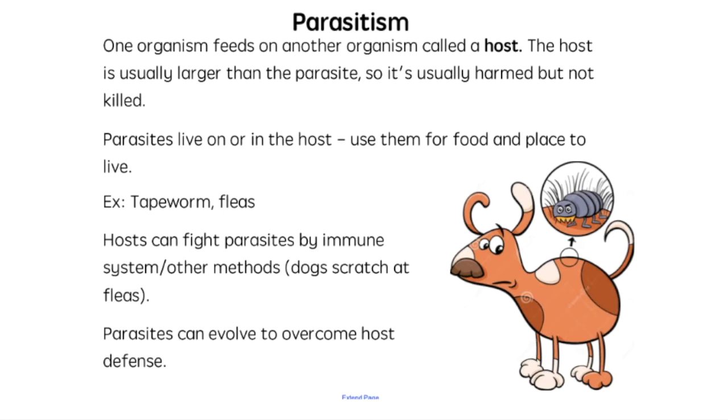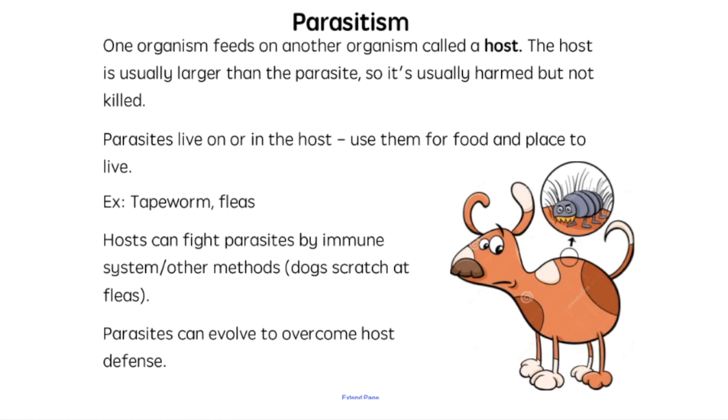Next we have parasitism. One organism feeds on another organism called a host. The host is usually larger than the parasite, so it's usually harmed but not killed. We talked about in class why the parasite is not designed to completely kill the host. The parasite gets a place to live. It has a source of nutrients. The host is typically sickened or weakened or just annoyed, perhaps. But if the parasite were designed to kill the host every time, they would be killing off their habitat.